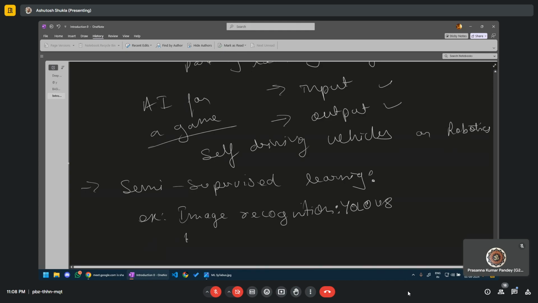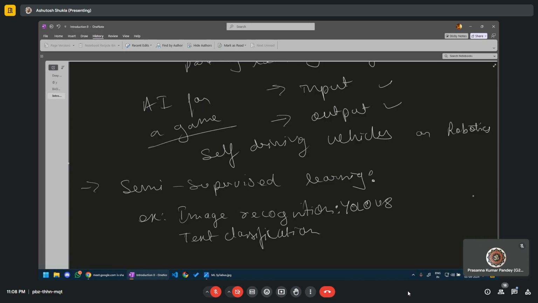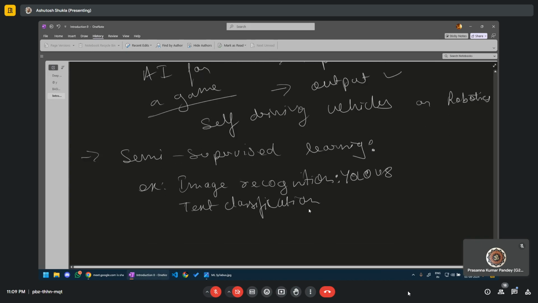And then there is also text classification. So these are the examples for semi-supervised. And how you do that is you take a lot of data, some of which is labeled, some of which is not labeled, and you process both together. From the labeled data, it learns something and tries to label the unlabeled data as well. So that's semi-supervised. Then there is self-supervised and transfer learning as well.